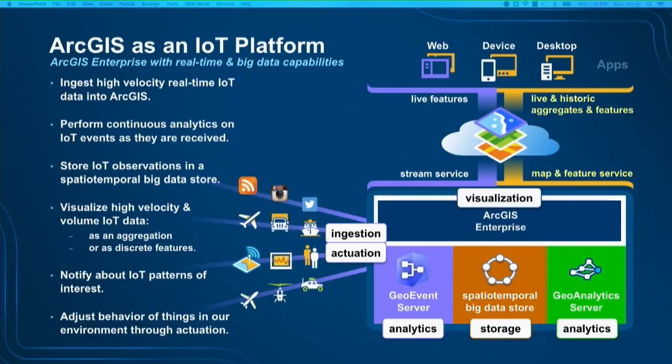And when we do detect some sort of pattern that we're interested in, we need to find a way to do notification. We do notification by writing back out to a feature service, sending text messages, sending email, or some sort of alerting when that pattern is detected. But I think more importantly with the IoT platform is actuation, being able to send something back out to the devices in the field.